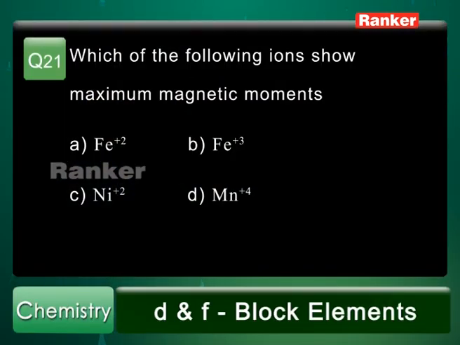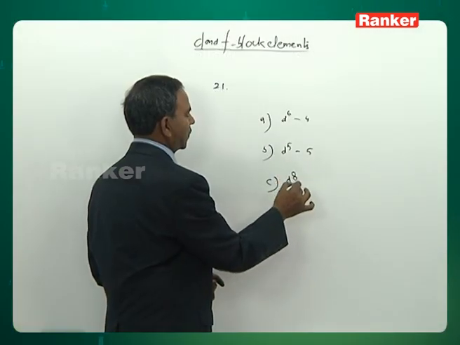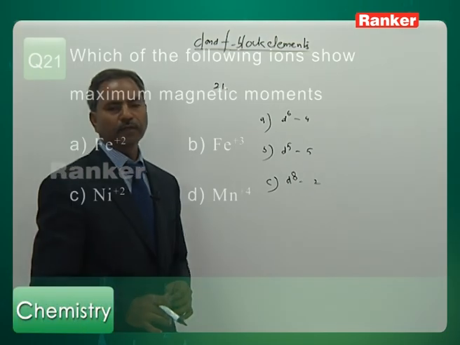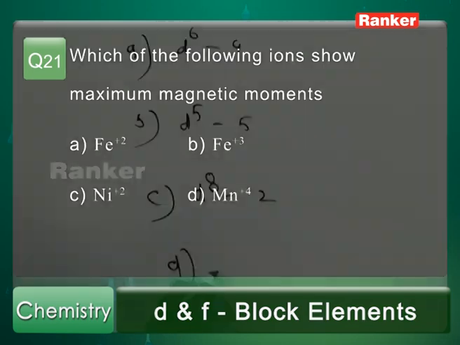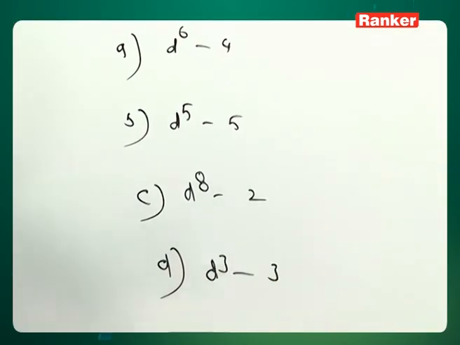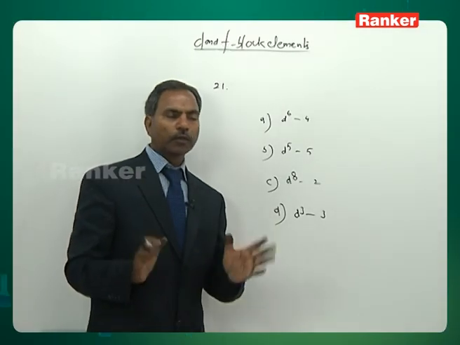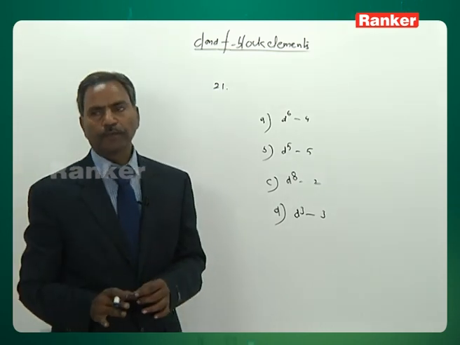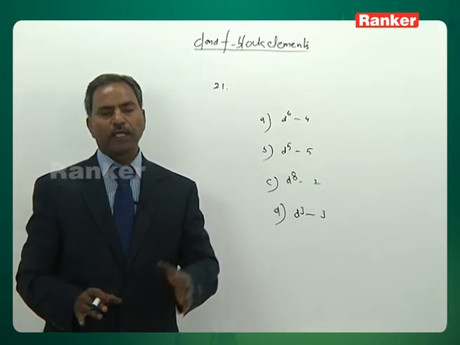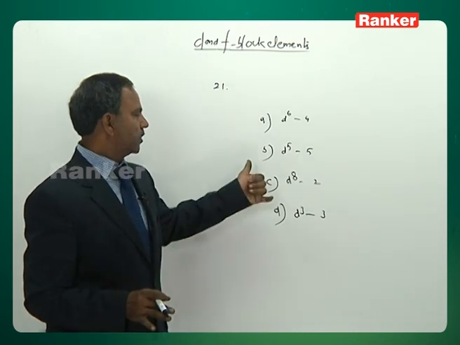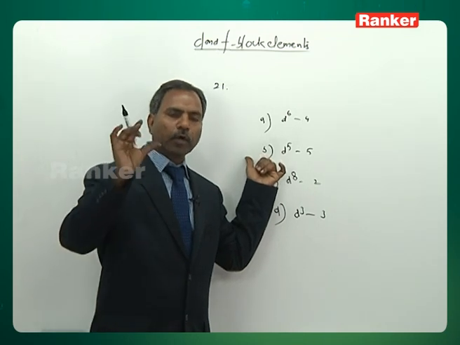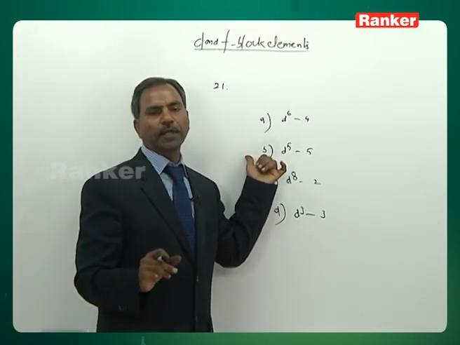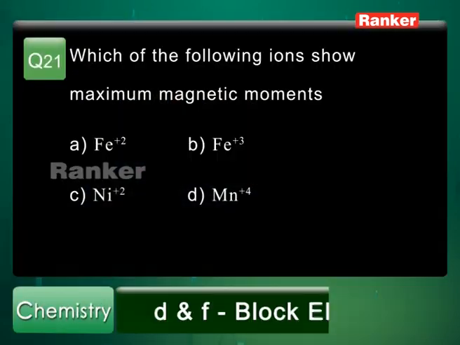Option C, nickel plus 2. There it is d8 electronic configuration, only 2 unpaired electrons. Mn plus 4 is actually d3 configuration, 3 unpaired electrons. Check it. What I said: if you want the magnetic moment, you have to check the number of unpaired electrons. Among the given options, Fe plus 3 is d5 configuration, carrying the most unpaired electrons, so it will exhibit the highest magnetic moment. So option B is the correct one.